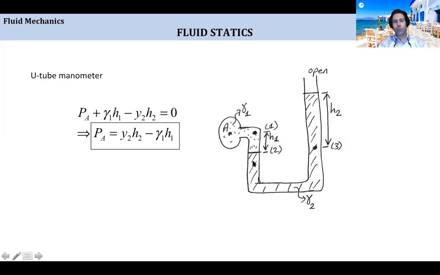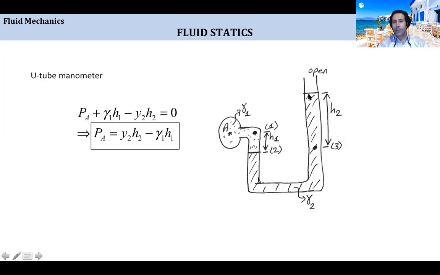Now we are at this point. You have two options. You can move down, move horizontally, move up, but this is completely unnecessary. Now you are within a continuous fluid mass here, right? So you can move across now because it's the same fluid. It's a continuous mass of fluid. So from point two, you can move horizontally to point three, okay? So we have PA plus gamma one, H1 at this point. From this point, we move up. Since we move up, we subtract.